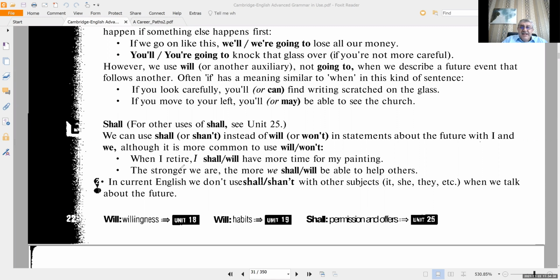For example, when I retire, I shall have more time for my painting, or I will have. It means when I retire I will have more time for my hobbies, such as painting. So here, I shall or I will, as you prefer. The stronger we are, the more we shall be able to help others. The more we are strong, the more we can help people.